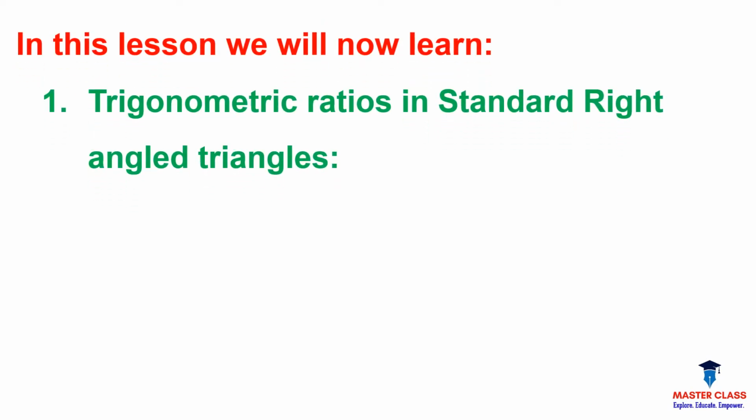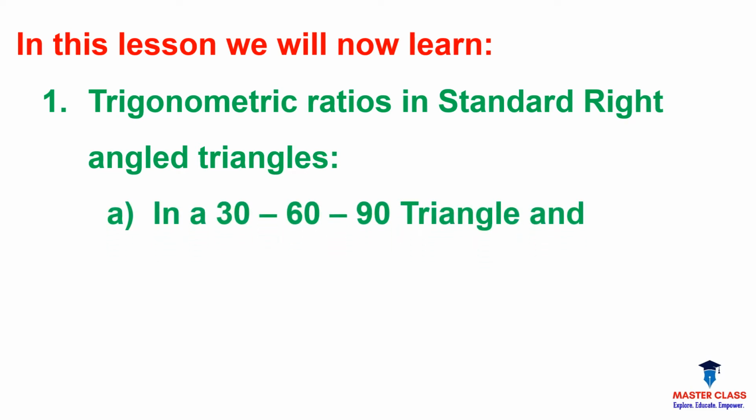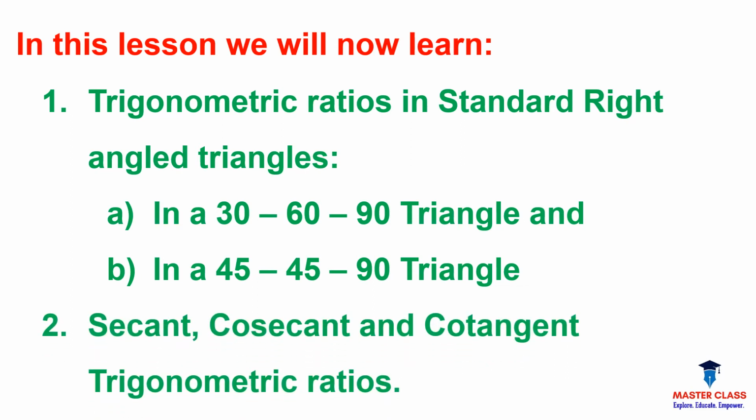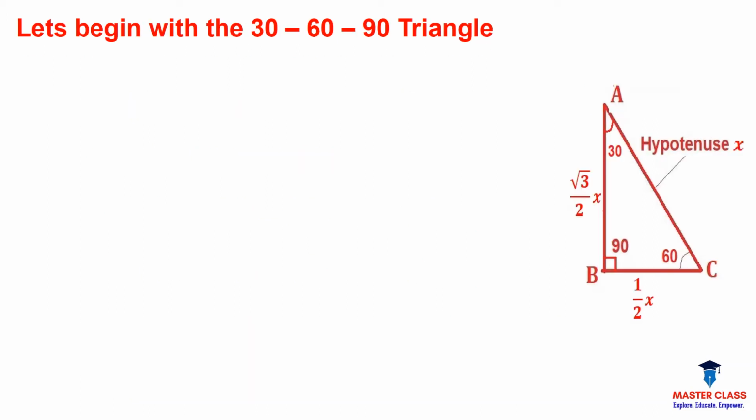In this lesson, we will now learn trigonometric ratios in standard right angle triangles, that is in the 30, 60 and 90 triangle as well as the 45, 45, 90 triangle. We will also be learning about three new trigonometric ratios, namely secant, cosecant and cotangent ratios. Let's begin with the 30, 60, 90 triangle.